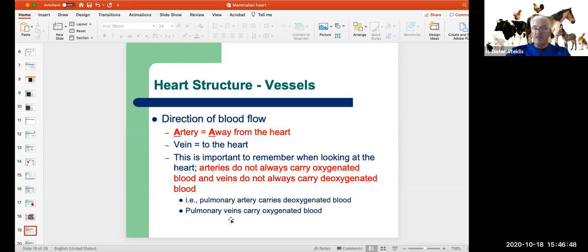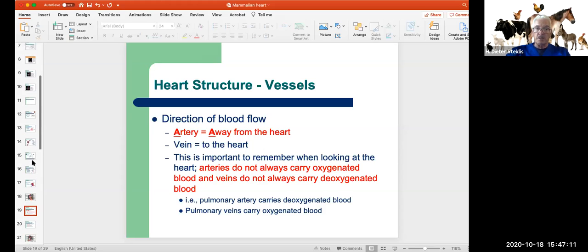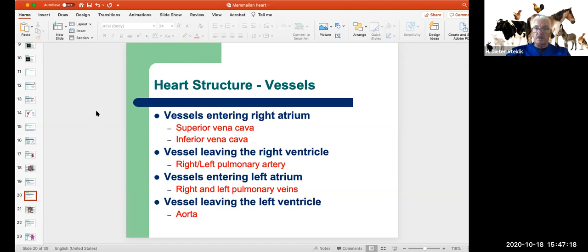Likewise, veins bring blood back to the heart. It's important again because pulmonary veins carry oxygenated blood from the lungs back to the heart. So don't confuse arteries with always having oxygenated blood, and veins always having deoxygenated blood. Just think about them as one carrying blood away from the heart and the other carrying blood to the heart. Okay, so these are the major vessels. I've already mentioned them.